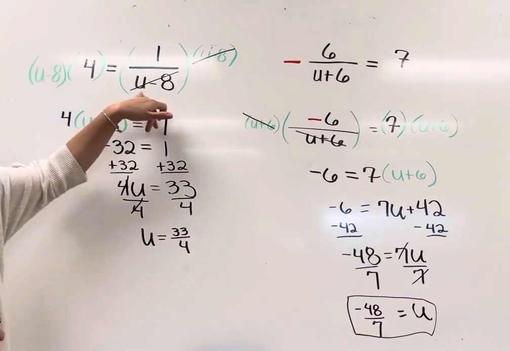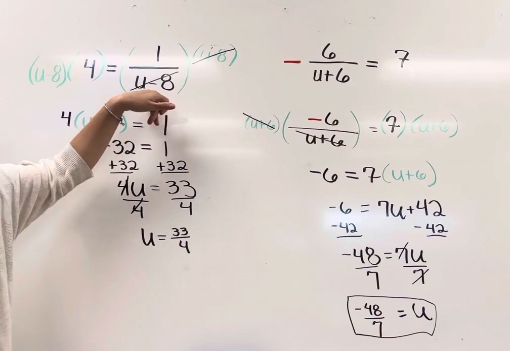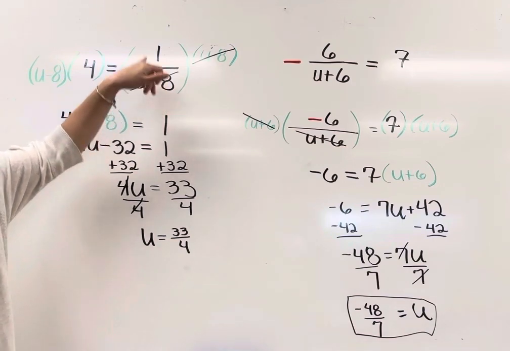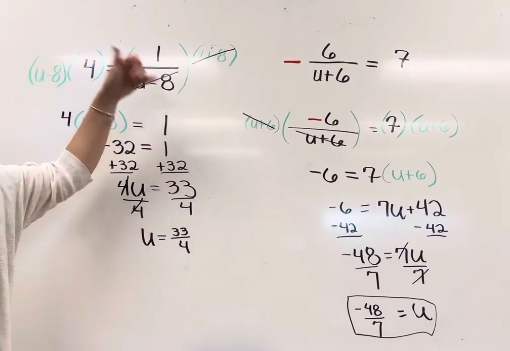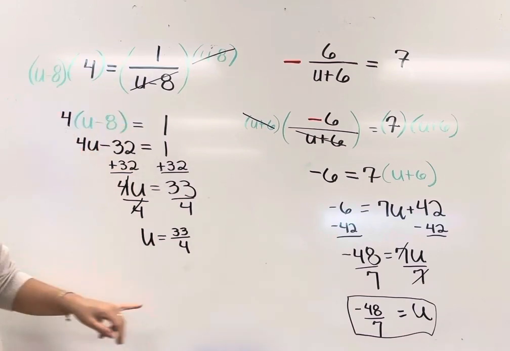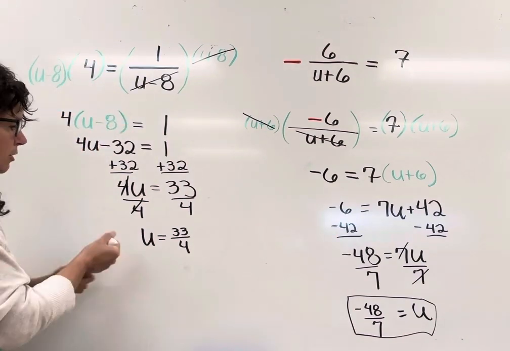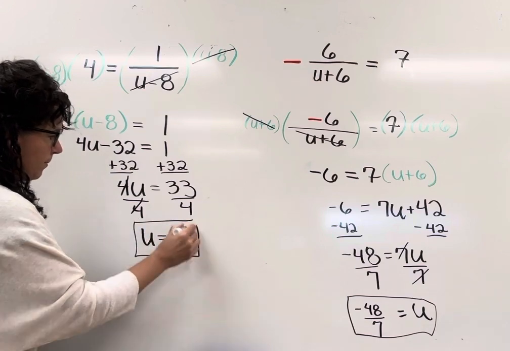And similarly here, if we would have solved and gotten 8, that would end up making me divide by 0 and I'd have to throw it out and say no solution. But since we ended up with 33 over 4, we're good.